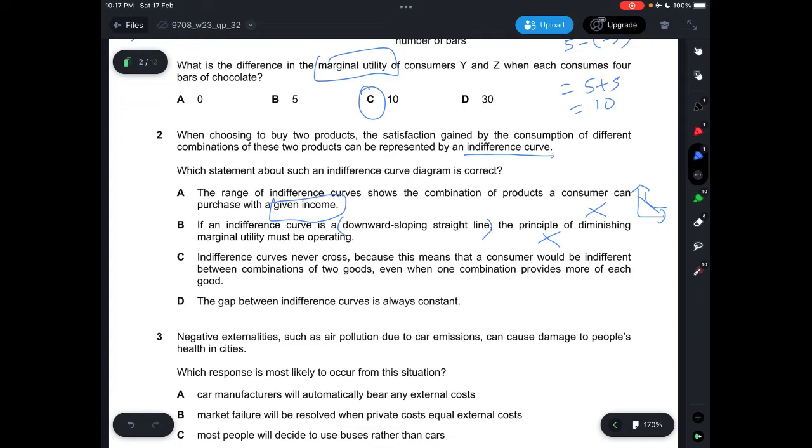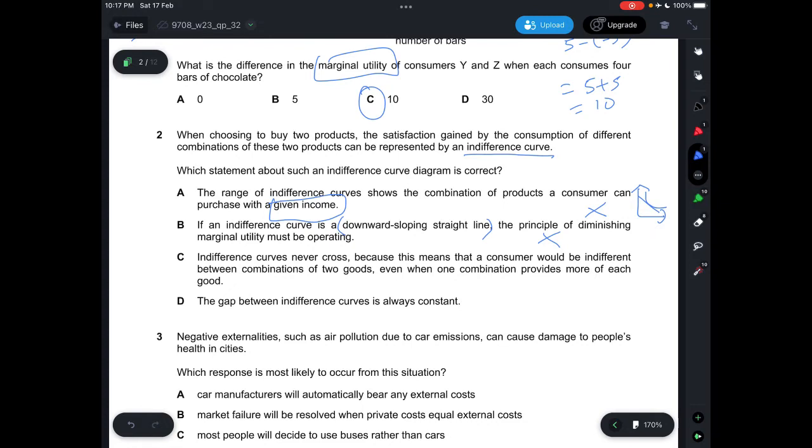However, first of all, the issue with this answer is that it says that the indifference curve is a downward sloping straight line, which number one is not correct, and number two, that is the demand curve, which means that this answer itself is not acceptable for this question because it's not correct.